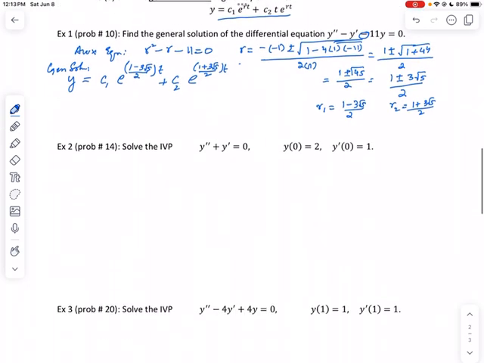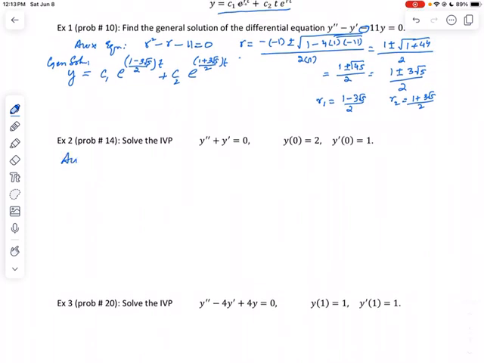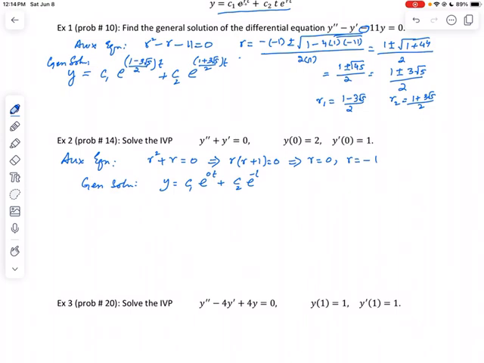Looking at the next example, we have y double prime plus y prime is equal to 0. So what is our auxiliary equation? The auxiliary equation is r square plus r equal to 0. Notice that this time it's an IVP. Which means I can factor: r times r plus 1 is equal to 0, which gives me r is equal to 0 or r is equal to negative 1. So the general solution is y is equal to c1 e to the 0t plus c2 e to the negative 1t. Now e to the 0t is e to the 0, which means 1, so I get c1 plus c2 e to the negative t. This is my general solution.